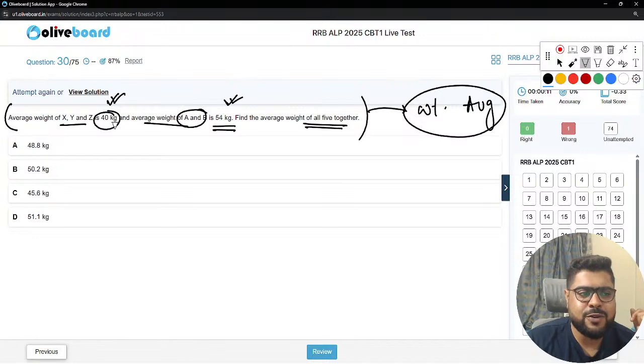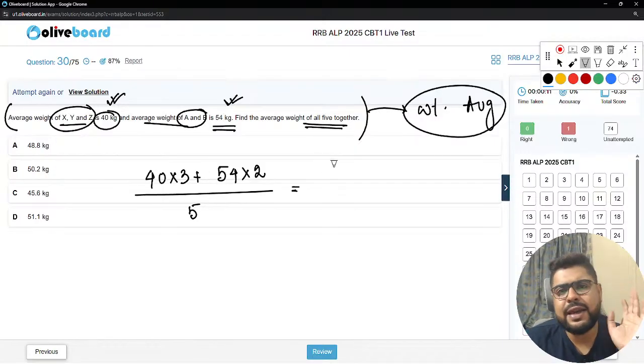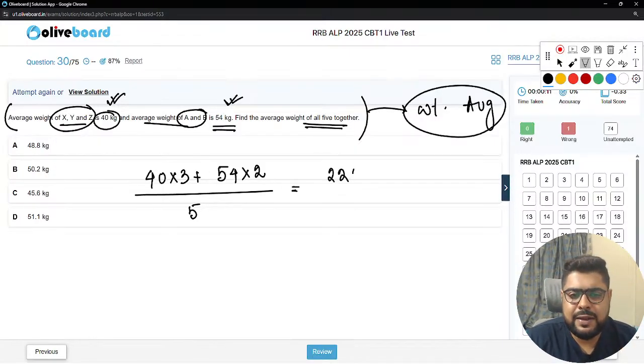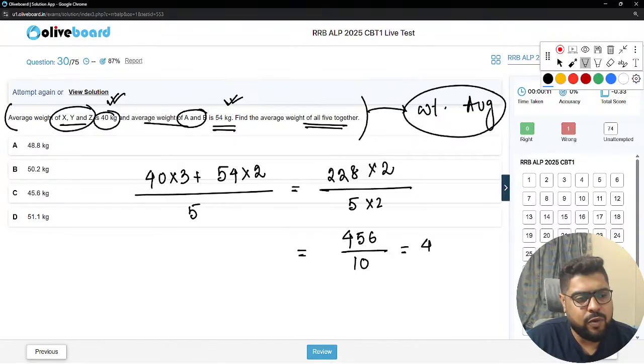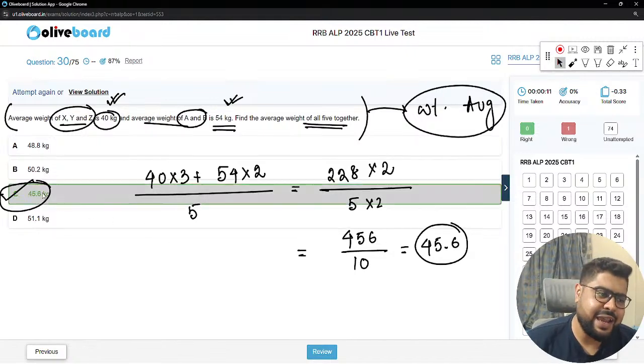40 kg for 3 persons, so that means 40 into 3. 54 kg for 2 persons, A and B, that is into 2. By the total number of persons, 5. Calculate: 120 and 108, that is 228. By 5, that means into 2 over 10, so 456 by 10. So 45.6 is the answer. Option C is the correct answer.